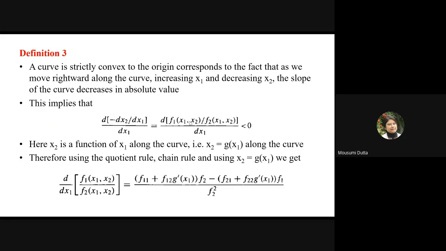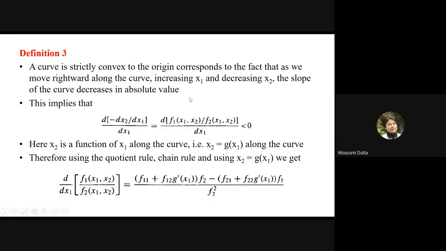Now coming to definition 3, I have considered the definition of a curve. The first two definitions covered the functions, concave functions, and next we are considering the definition of a curve. So a curve is strictly convex to the origin, corresponds to the fact that as we move rightward along the curve, increasing x1 and decreasing x2, the slope of the curve decreases in absolute value.